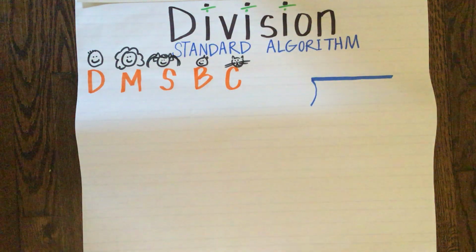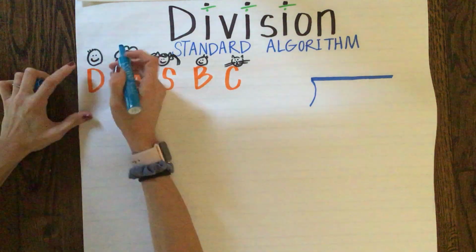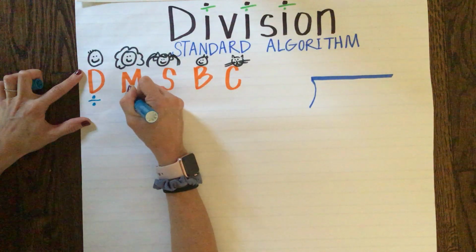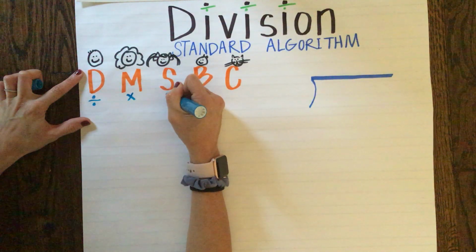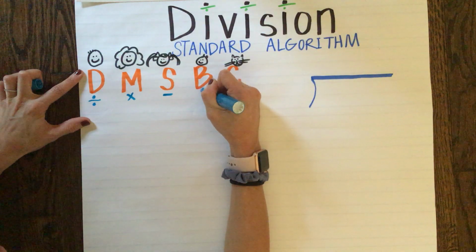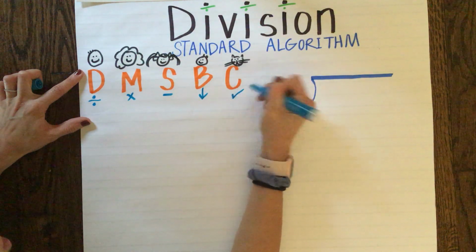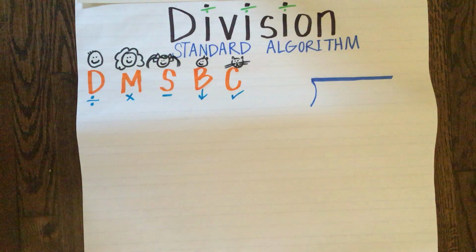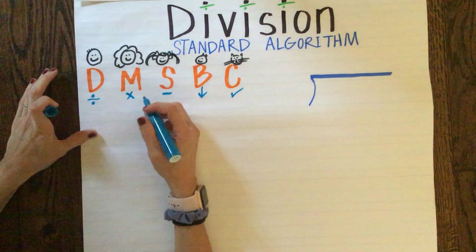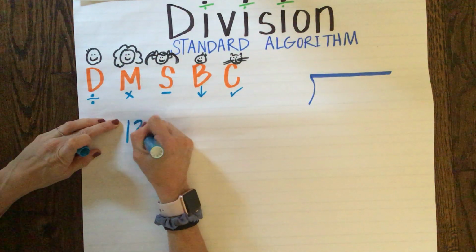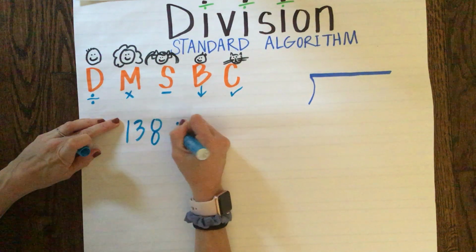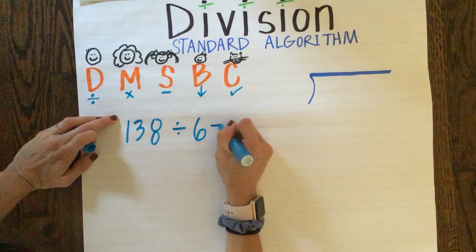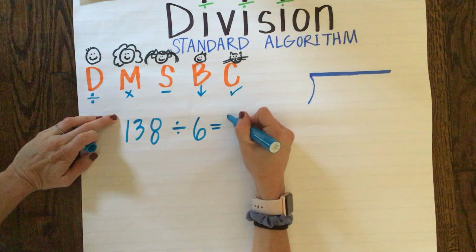So what does this really mean in math terms? The D stands for divide. The M stands for multiply. The S stands for subtract. The B, bring down. And the C, check your work. We'll be going through an example. Our first example is going to be 138 divided by 6. And we are looking, remember, for that quotient.